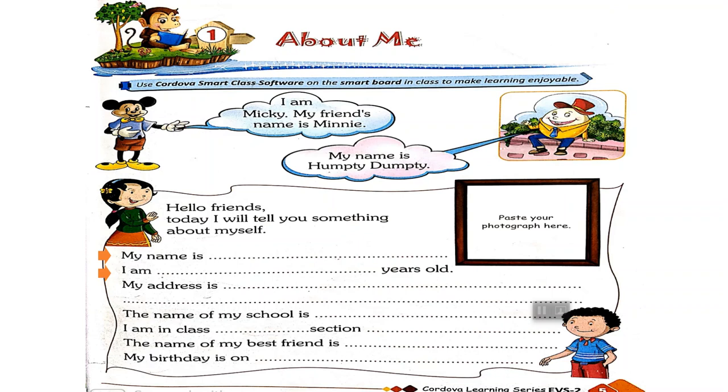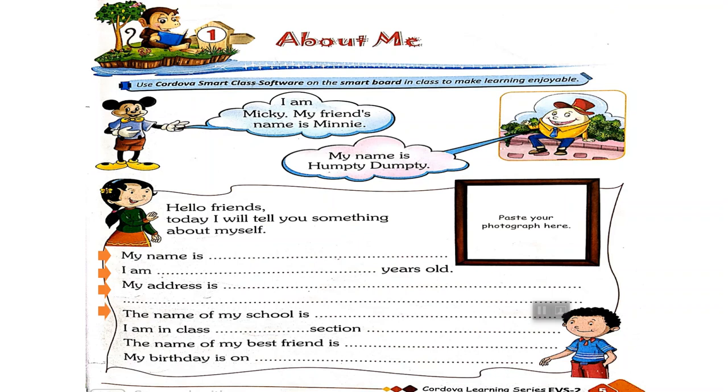The next question reads, I am 6 years old. I hope all of you are more or less 6 years old. Yes? So let's move on. The next question says, my address is. What do you mean by address? That means your home address, where you live. So you will write your home address here.